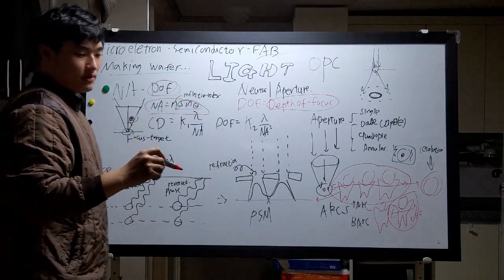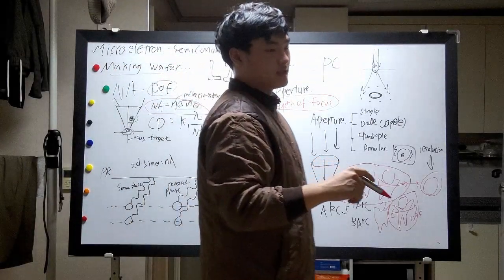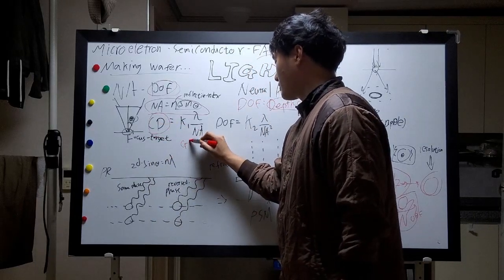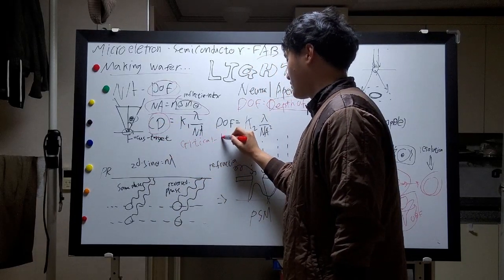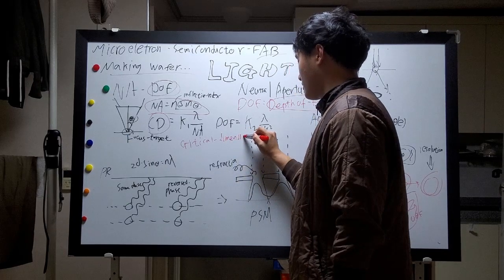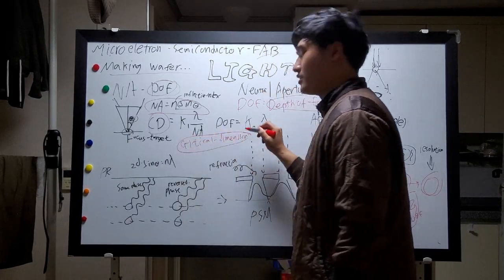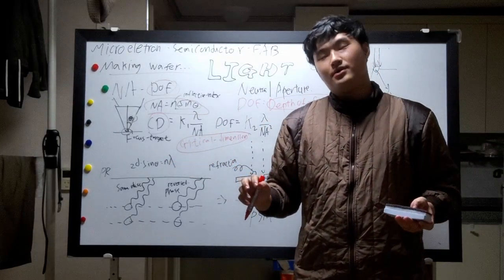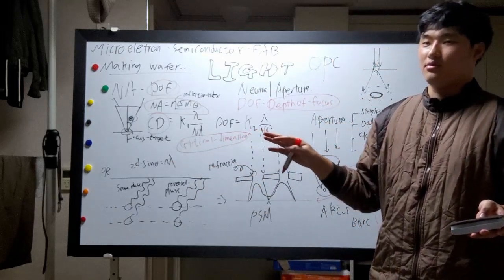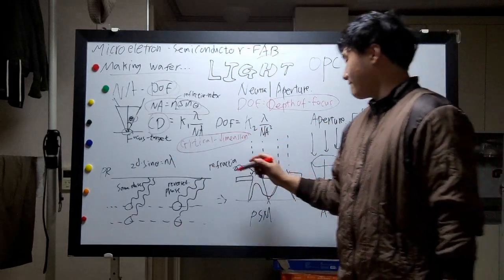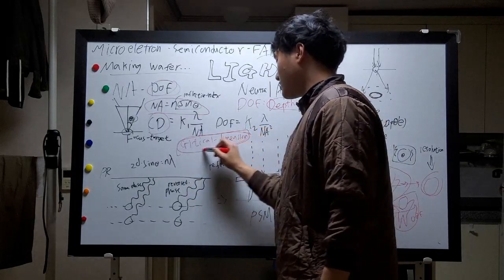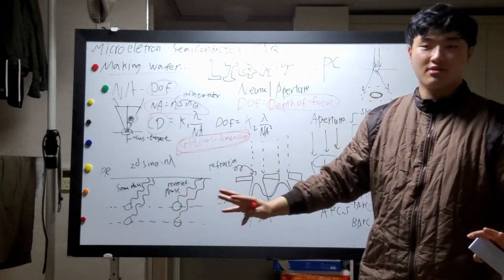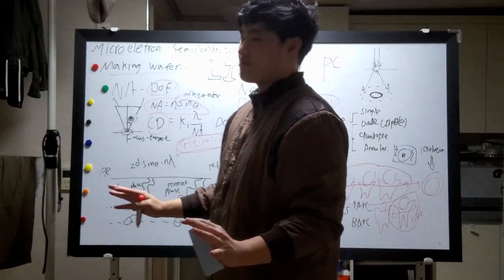NA is the refractive index multiplying the sine theta, and the CD, which means critical dimension. Critical dimension is very important. When making the patterns in semiconductors, the critical dimension sets the width or the length of the patterns. It means the minimal line size that we can make in patterning or fabricating semiconductors during the process of fabricating.